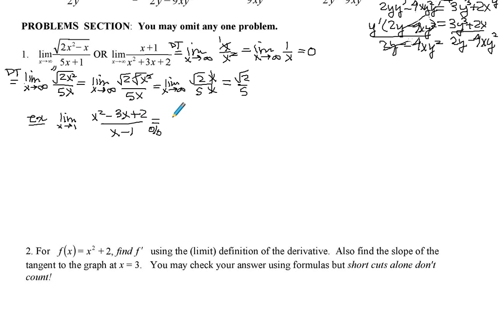So here we factor. The limit as x approaches 1, and on the top this will be x minus 1, x minus 2, over x minus 1. And the x minus 1's cancel. So now we just have the limit of x minus 2 as x approaches 1. And now this is a continuous function, so we can plug in to get the limit. 1 minus 2 is negative 1.